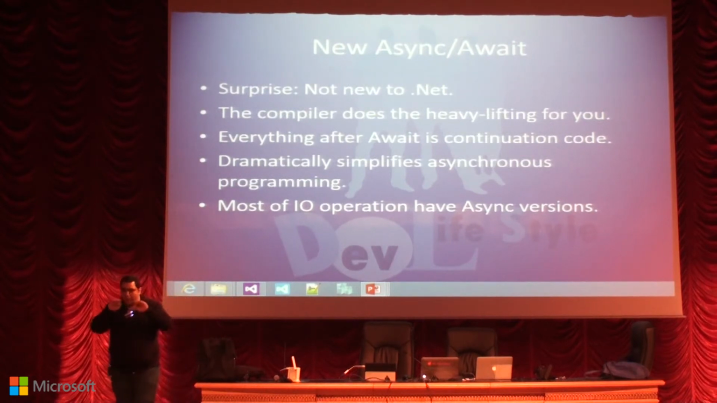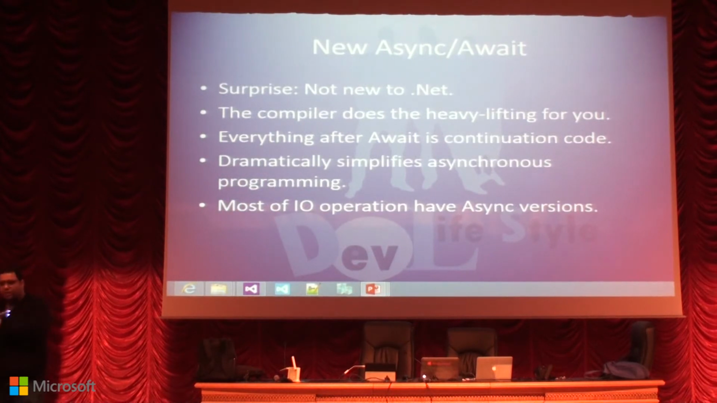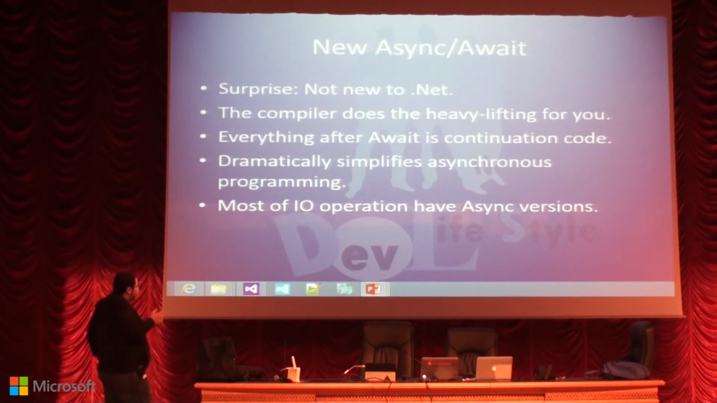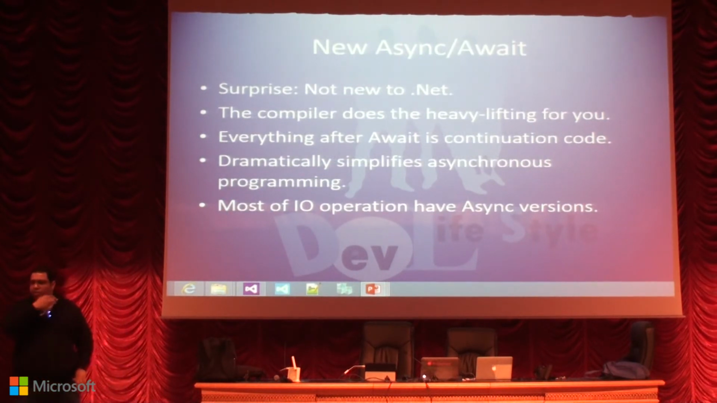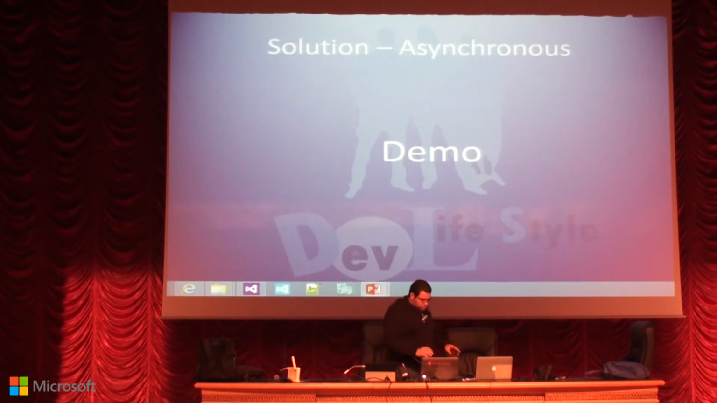We have the keyword await. Everything after it, the compiler takes and wraps in a method and uses as a continuation code. This simplifies asynchronous programming. And .NET 4.5 has a lot of methods, and most I/O operations have the keyword async after them. This is ready-made for you. You just use it. We'll see this in a minute. Actually now.